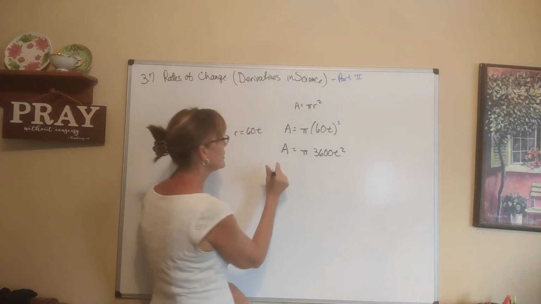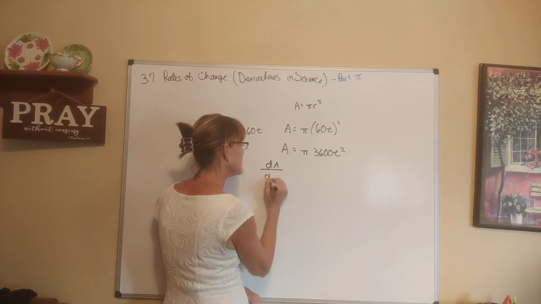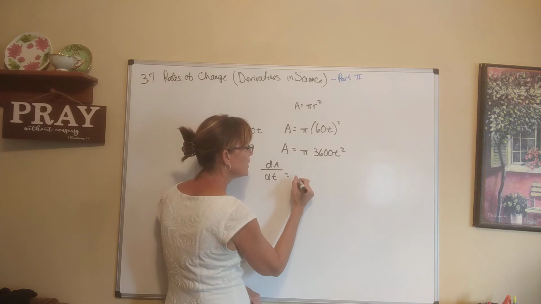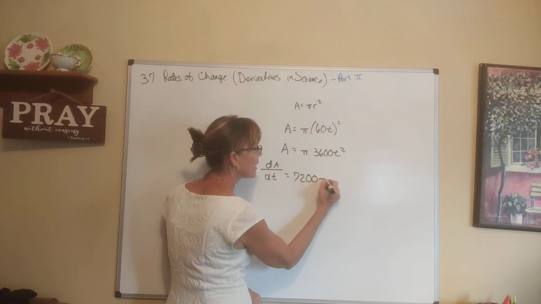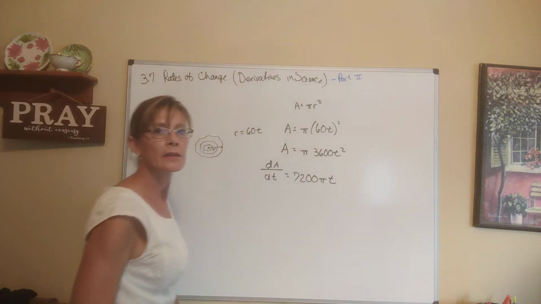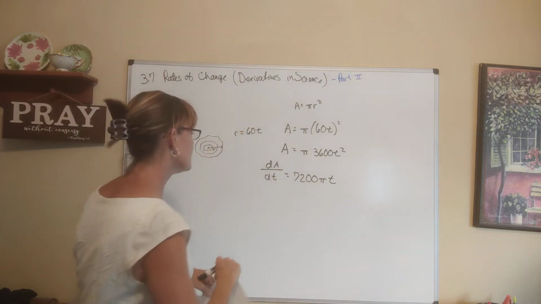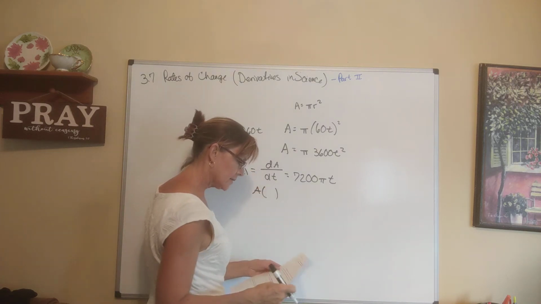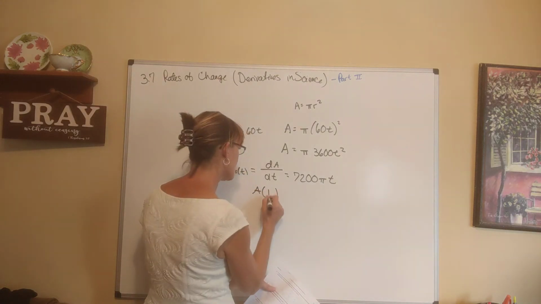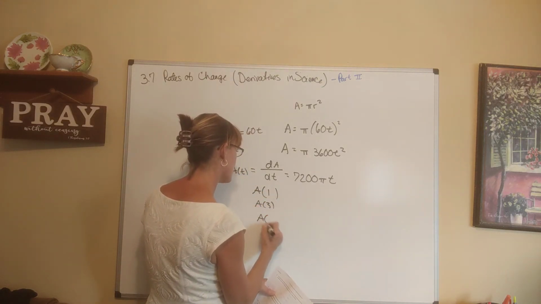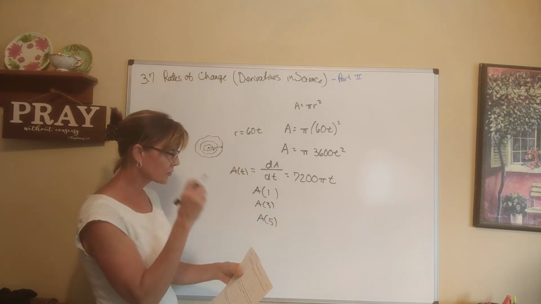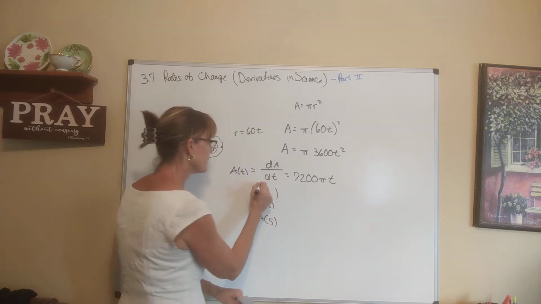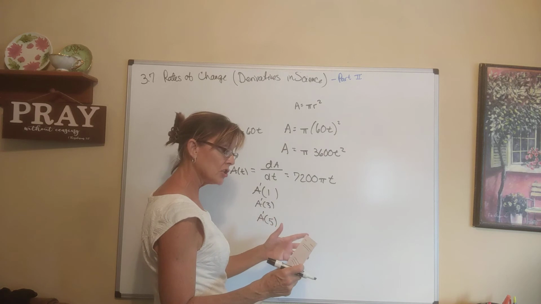Now let's take the derivative. The rate at which the area is changing with time is equal to, this is power rule, 2 times this big constant here. So that's going to be 7200 pi times t to the first power right there. Okay, perfect. So now this is what A prime of t is equal to. So if we want to know the area at these different time intervals, the area of this little circular ripple after 1, 3, and 5 seconds, we can just plug this into the derivative, the rate at which it's changing.